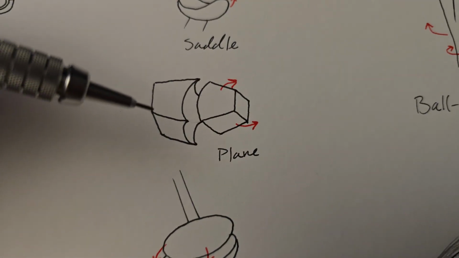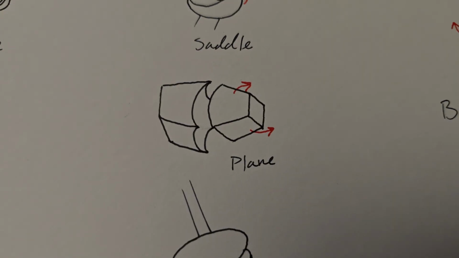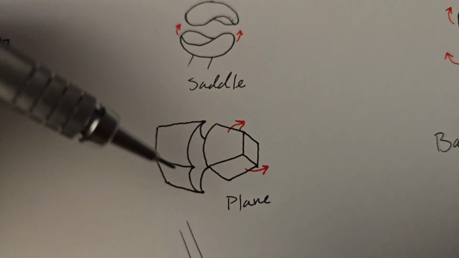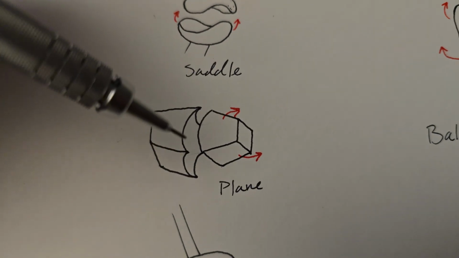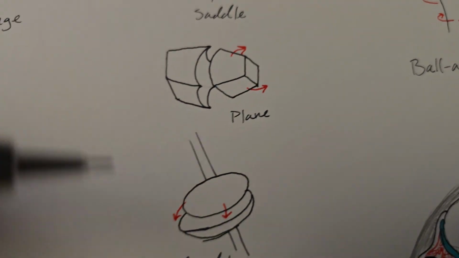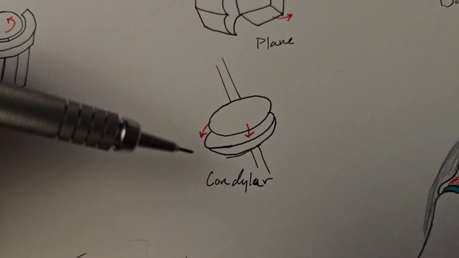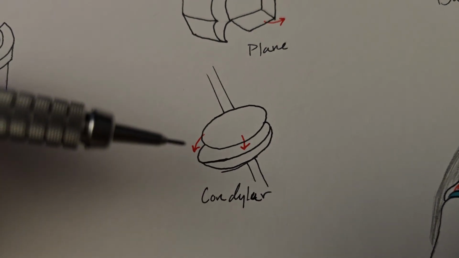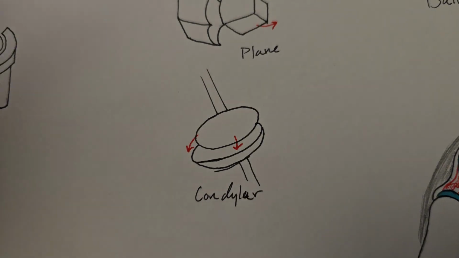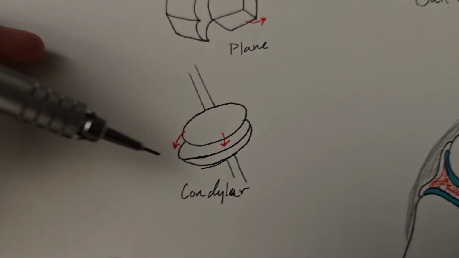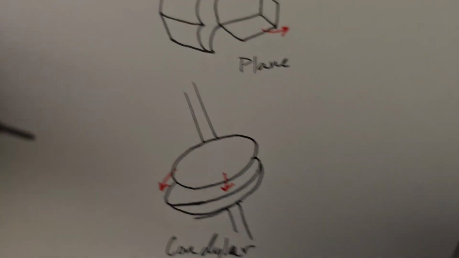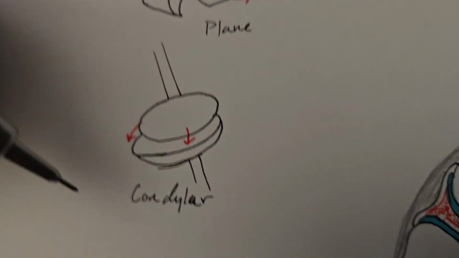And the plane joints are in between the metacarpal bones, so right in that palmar region of your hand. Then with condylar joints, that's going to be right where your knuckles are, and that's what allows it to move in those two directions, right in your knuckles, or the metacarpophalangeal region.